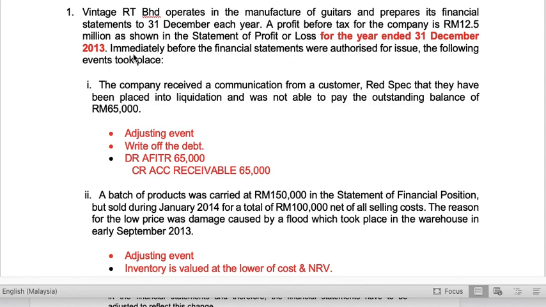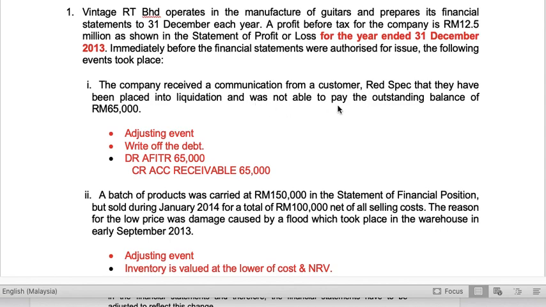Okay, so to make it simple, immediately before the financial statement were authorized for issue, the following event took place. So they already told us, this event is actually in between financial year end and the date it is authorized for issue. So the first case, the company received a communication from a customer, Redspec, that they have been placed into liquidation and was not able to pay. So this is your account receivable where he goes into bankruptcy, so meaning they cannot pay the debts.